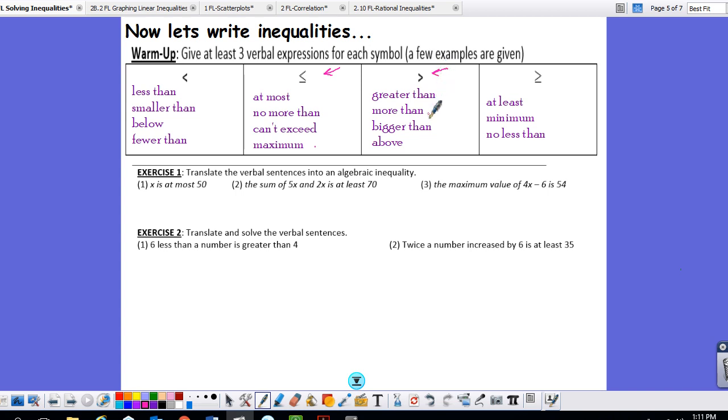You could use those words. You could say more than, bigger than, or above. And then greater than or equal to could be at least, minimum, no less than. There are other phrases you could use. This is just a good idea of where to start.